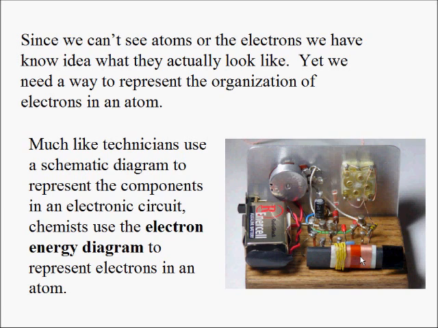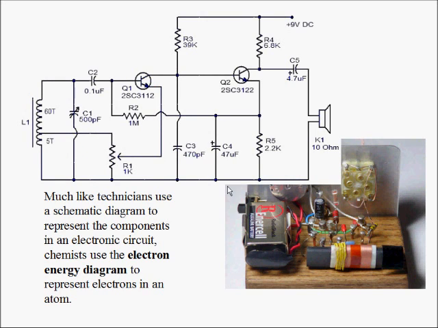That's usually referred to as a schematic diagram, and it represents all the components and how they're connected. Here we see the wiring diagram, or the schematic diagram, for this little radio. Now here's the catch. This schematic diagram doesn't actually look like the radio.